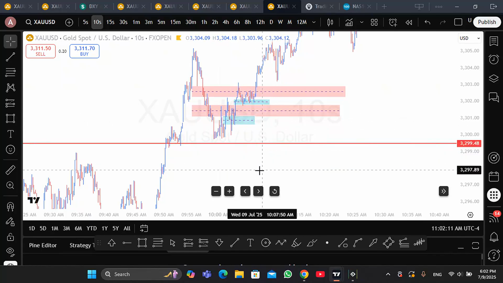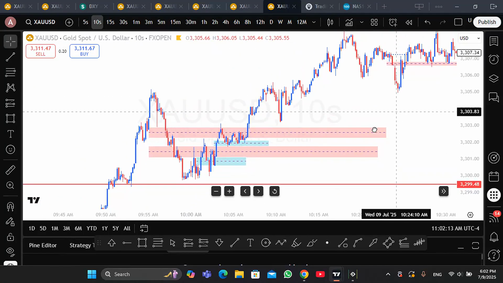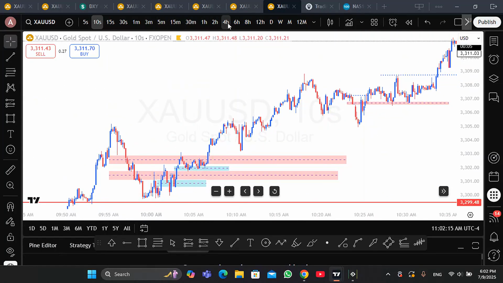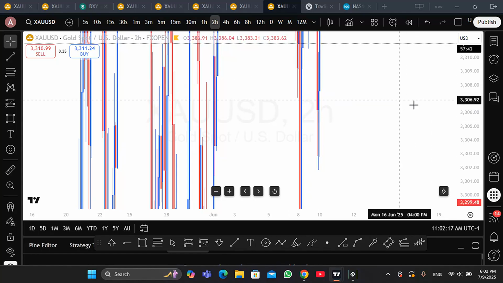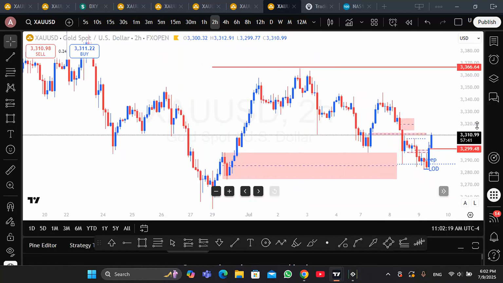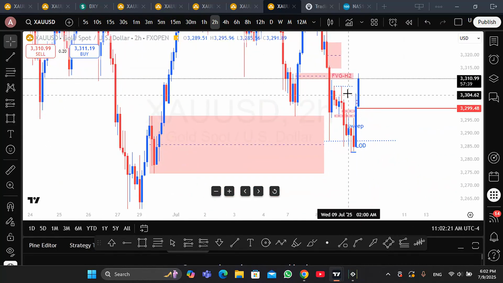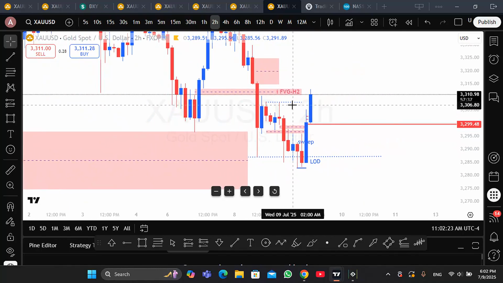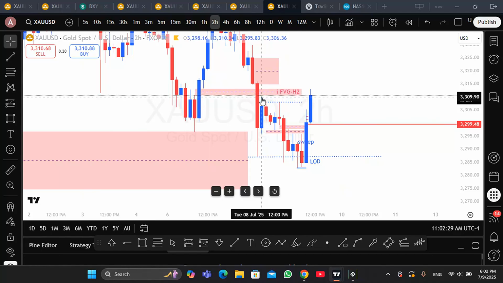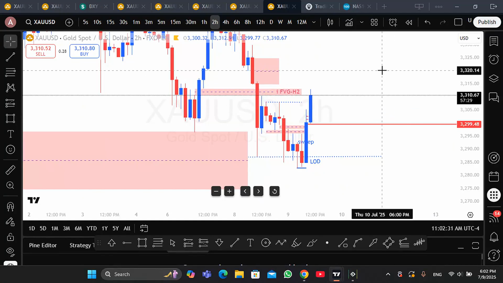And then again I confirmed that the price will continue upward, at least to reach and sweep these double tops, and reach the inverted fair value gap on H2 with sweeping of the high of this candle.